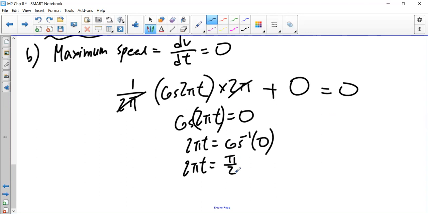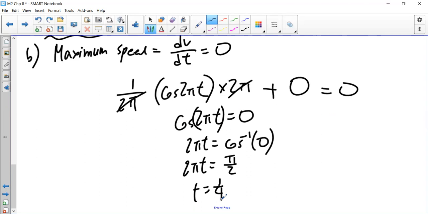So divide by 2 pi. t equals pi over 2 divided by 2 pi. If I divide by pi, the pi will cancel out. Divide by 2 will be a quarter. So t equals a quarter.